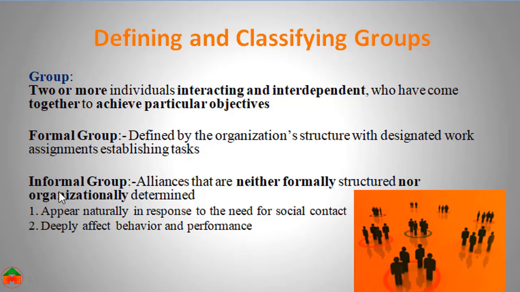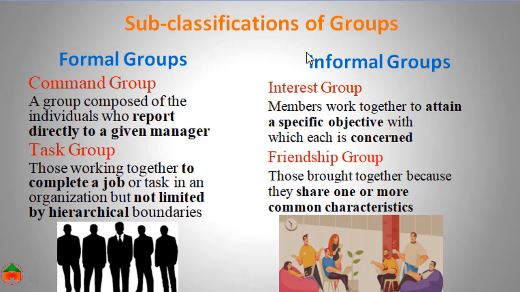On the other hand, the second group is informal group. That is not the part of the organizational structure. They are often established in reaction to a need for social interaction and form naturally. That means informal groups are the alliances that are neither formally structured nor organizationally determined. The informal group appears naturally in response to the need for social contact, and the informal group deeply affects behavior and performance.